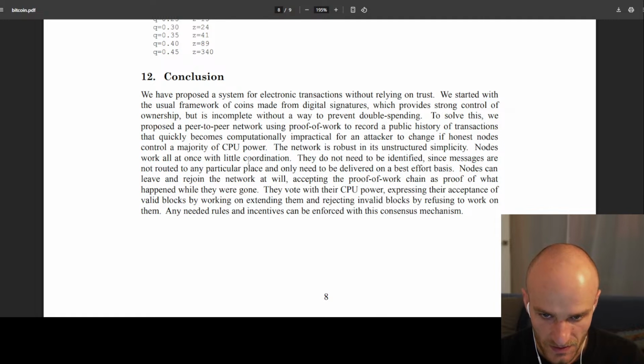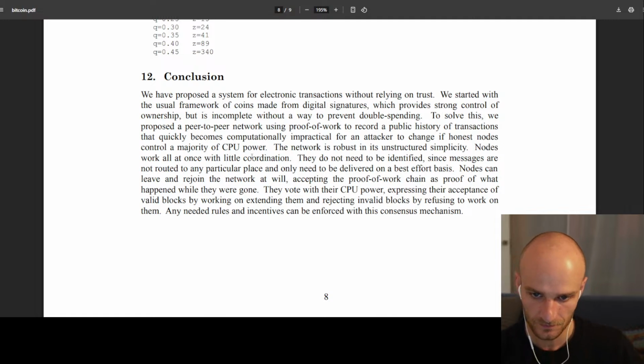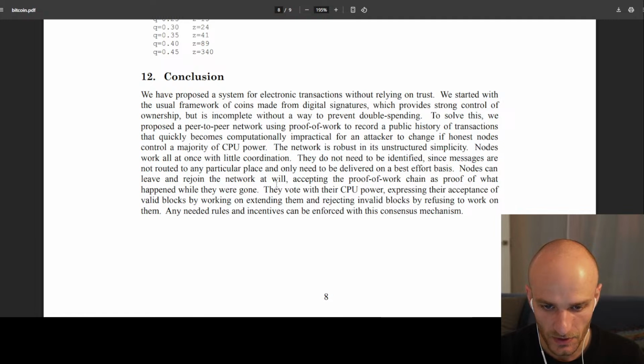The network is robust in its unstructured simplicity. Nodes work all at once with little coordination. They do not need to be identified, since messages are not routed to any particular place and only need to be delivered on a best effort basis. Nodes can leave and rejoin the network at will, accepting the proof of work chain as proof of what happened while they were gone. They vote with their CPU power, expressing their acceptance of valid blocks by working on extending them, and rejecting invalid blocks by refusing to work on them.